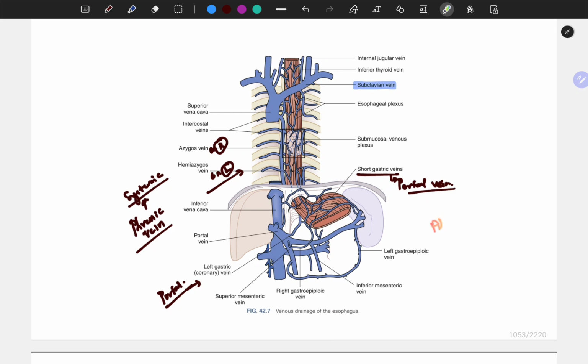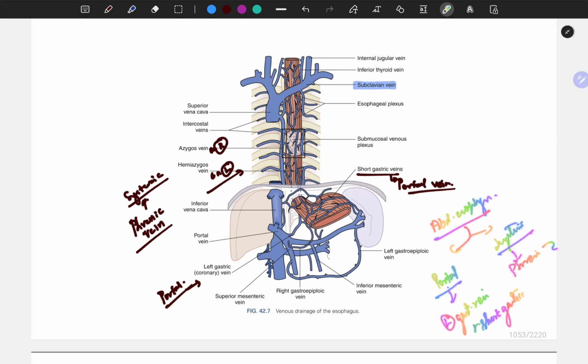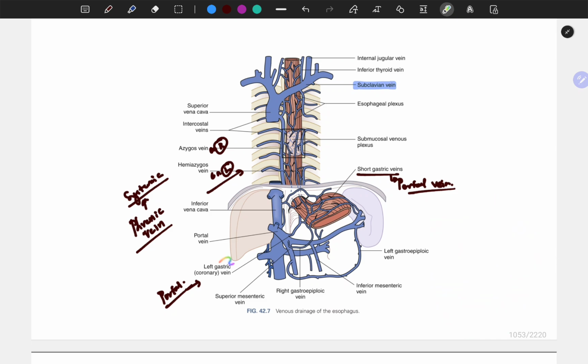it is drained by two important portosystemic circulations. In the portal circulation, the left gastric vein and short gastric veins, whereas in the systemic circulation it is the paired phrenic veins. This is depicted in this diagram. The abdominal esophagus is drained by the left gastric vein, which drains into the portal vein, and also by the short gastric vein, which drains into the portal vein. The systemic circulation is mainly by the phrenic vein.